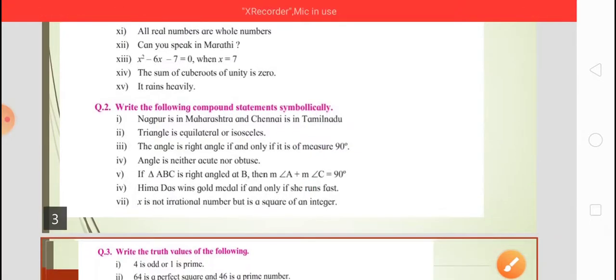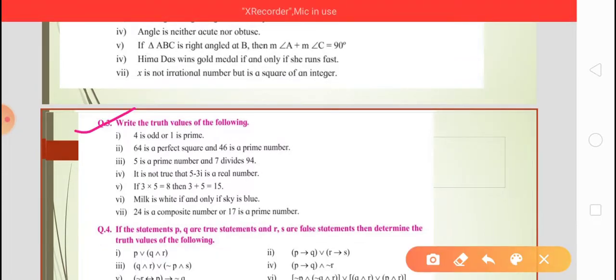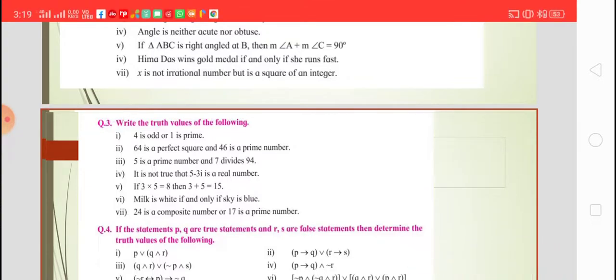Okay. Now the next question is, yes, question number 3. What is that? Write the truth value of the following. So how to write truth value? By using logical connectives and their truth tables. And I told you how to remember the truth table of each logical connective in one sentence. Let us recall all those one-sentence tricks.